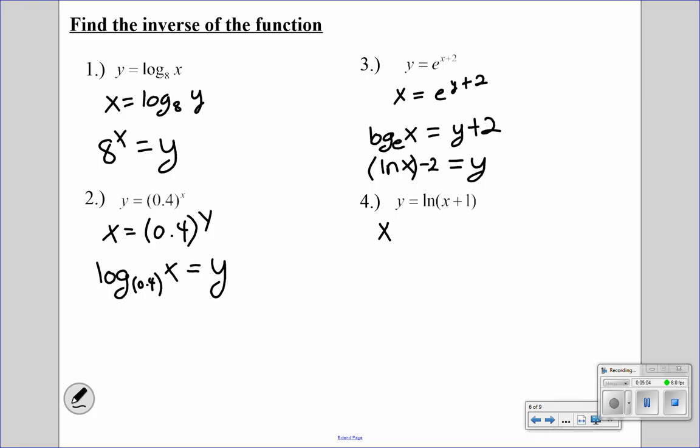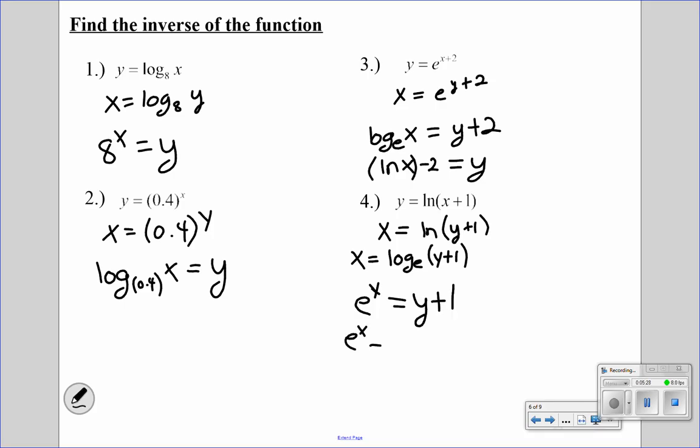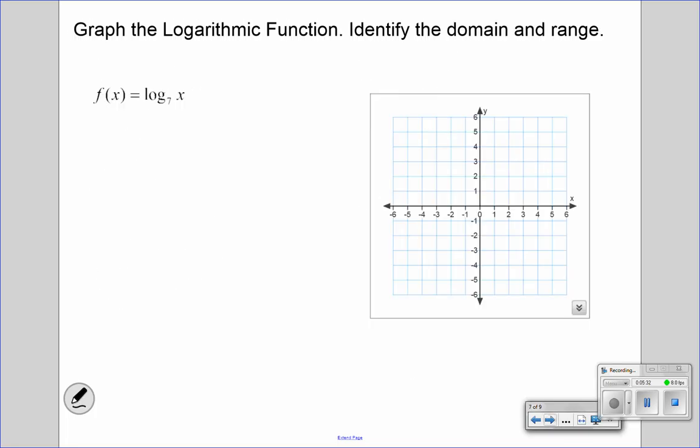Here we're going to switch our x's and our y's, so x equals the natural log of y plus 1. Now I think it's easier if we rewrite this as x equals log base e, because that's what our natural log is, of y plus 1. So we can rewrite this in exponential form. So we have e to the x equals y plus 1. So to solve for y, we simply subtract 1. e to the x minus 1 equals y. And so that's our inverse.